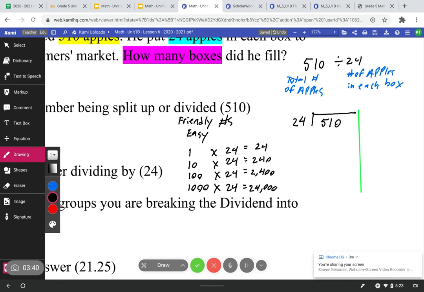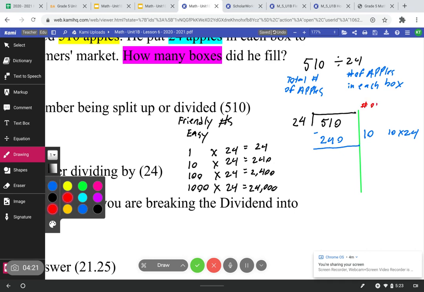I'm not trying to trick you. It is that easy. 240. That is the closest number to 510. So if I make 10 boxes, that will use up 240 apples. So let's put that over here. I'm going to make 10 boxes. 10 times 24, and that's going to be 240. So how many apples do I have left after I make 10 boxes? I want to label this number of boxes.